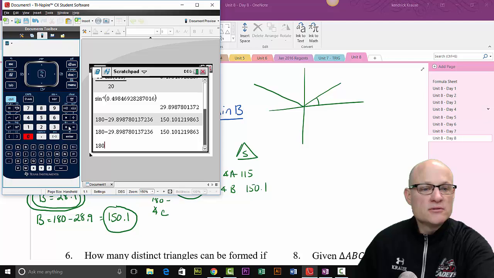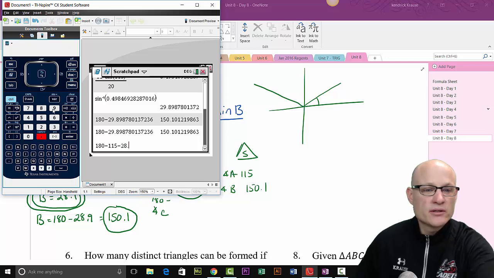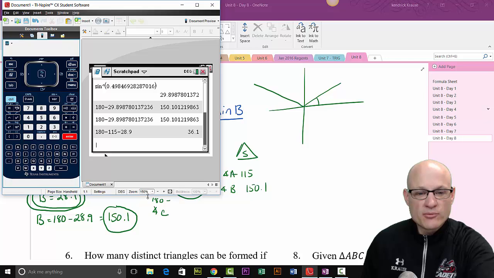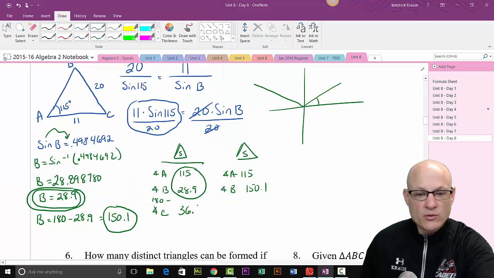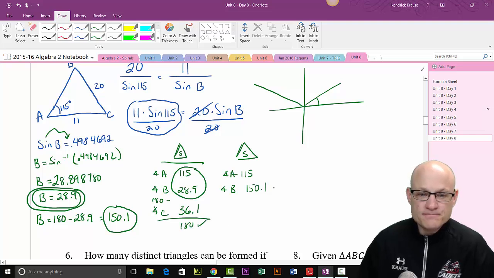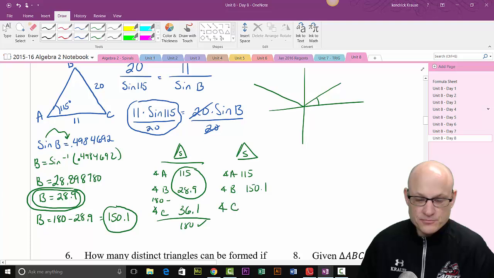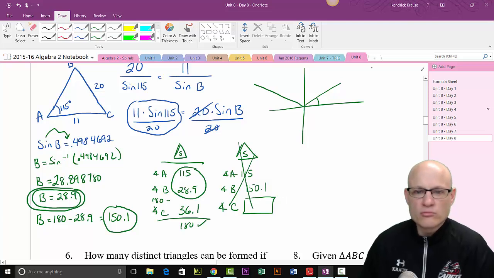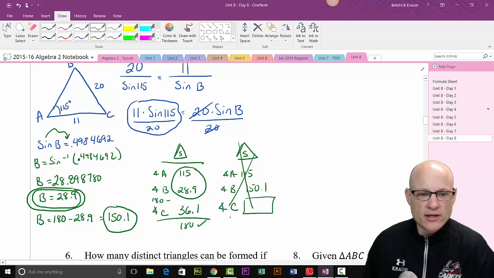180 minus 115 minus 28.9 equals 36.1. So there's 3 angles that add up to 180. Check. Angle C over here would be 180 minus, wait, these add up to more than 180. So I don't have anything left for a third angle. So we can't make two triangles. So that's done. The answer is one triangle, and there they are.